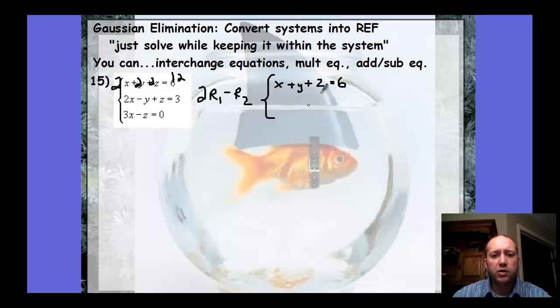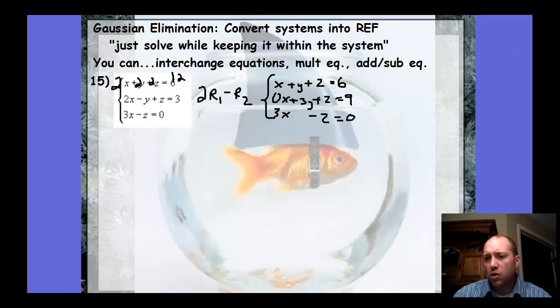So 2x minus 2x would be 0x. 2y minus a negative y would be 3y. So you're doing some of this mental math here rather than working it all out. And then you have 2z minus z is z. And then I'm going to have 12 minus 3 or 9. And I can rewrite the third equation here because I've not done anything yet with that. If you want to do more than one of those steps at once, that's okay as well.